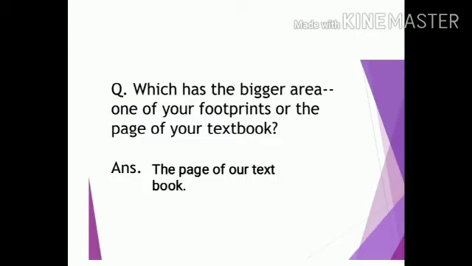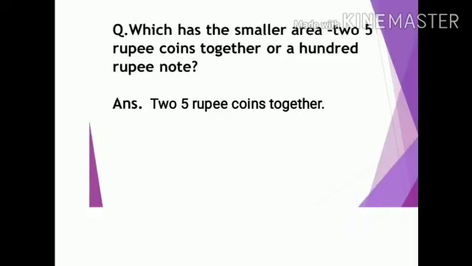Yes, when we compare the footprints and the page of your textbook, we will find that the page of our textbook has bigger area than the area of footprints. Here is another question: which has the smaller area, 2 5 rupee coins together or a 100 rupee note? Students, when we compare these two, we will find that the area of 2 5 rupee coins together is smaller than the area of a 100 rupee note.